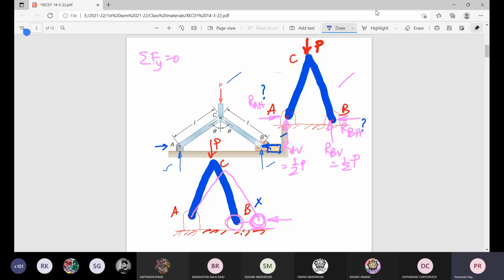Do you have any idea from your previous knowledge of writing down the equations of equilibrium, etc.? And for non-concurrent coplanar force system, equation of moments. Now, if we take moment about point C, then RAH multiplied by L sine theta, L cosine theta, that is the perpendicular distance from the line of action.